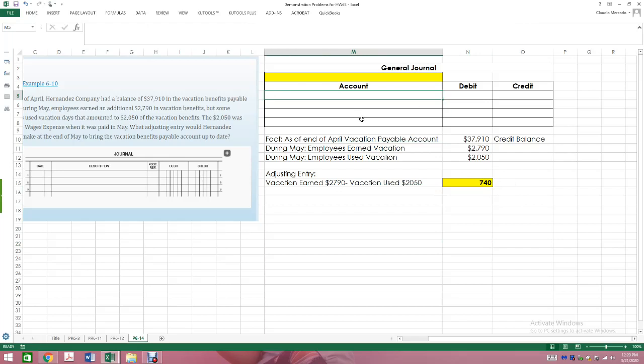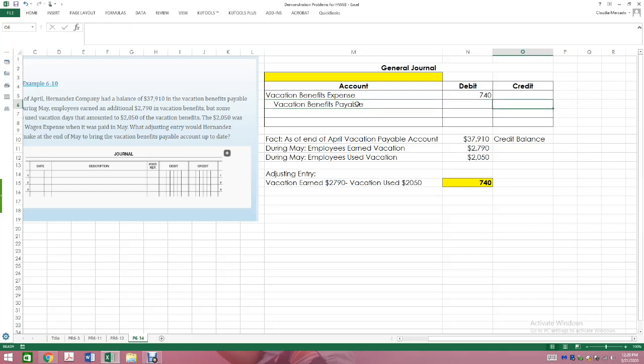Well, how do we do that? We have an account called vacation benefits expense. This is an expense account that we keep track of how much the company is investing into vacation for our employees. That gets debited $740. But what's going to happen now? I'm going to put that money into my vacation payable account, so I'm going to credit vacation benefits payable.